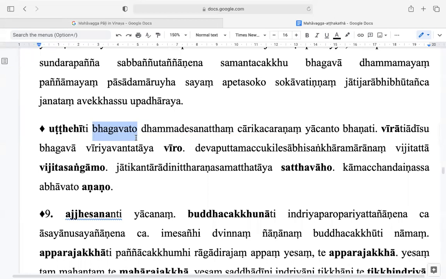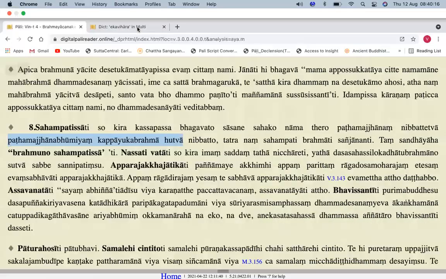So in this way he says Otehi, Vira, Vijita Sangamo, and so on. And the word Vira is also, you know, brave or strong. So why is the Blessed One called Vira? Vira di Adisu, so Bhagava Viriyavanda Daya Viro. Bhagava Viriyavanda Daya, so Viriyavanda. So Vira and Viriya have the same sense. Vira is brave.